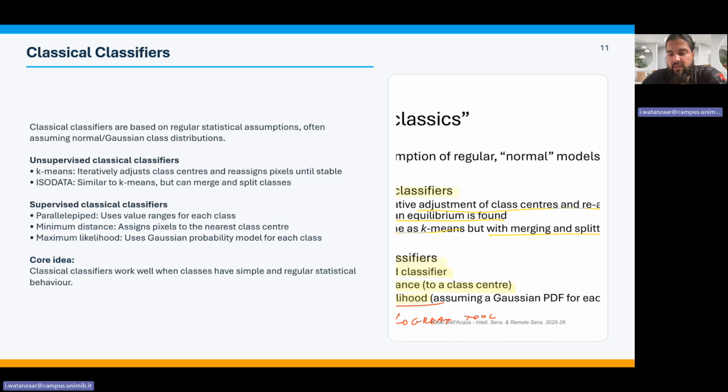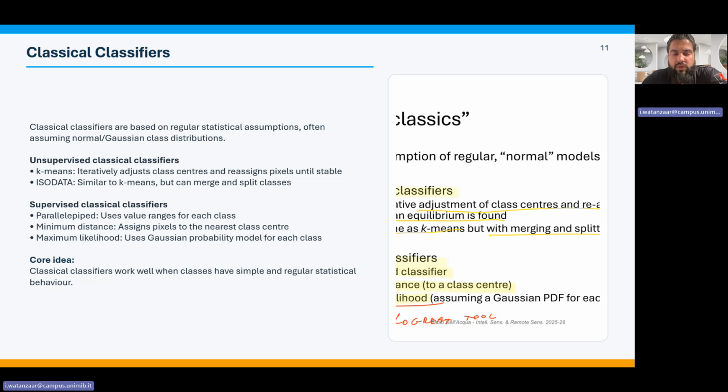In the classical supervised classifier, we were using parallelepiped, using a value range for each class. For a certain class, if a pixel falls in these values, it will be assigned to this class. This is why it is called parallelepiped. We were also using minimum distance, which assigns pixels to the nearest class centers. If a pixel is near in value to one we already assigned, they put it in that same class. And maximum likelihood uses the Gaussian probability model for each class, which does not always fit. We already discussed the Gaussian distribution and Gaussian fitting on a histogram.